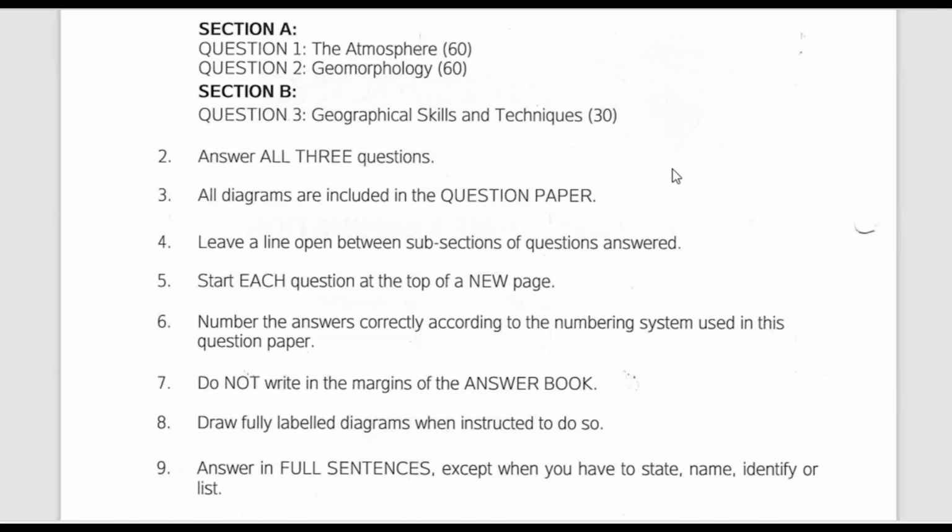And then we have our geographical skills and techniques, which is map work, out of 30 marks. So that is the expected structure of the June paper. It will have those 3 aspects of covering term 1 work, which is the atmosphere, and also covering term 2 work, which is geomorphology, and inclusive of geographical skills and techniques out of 30 marks.